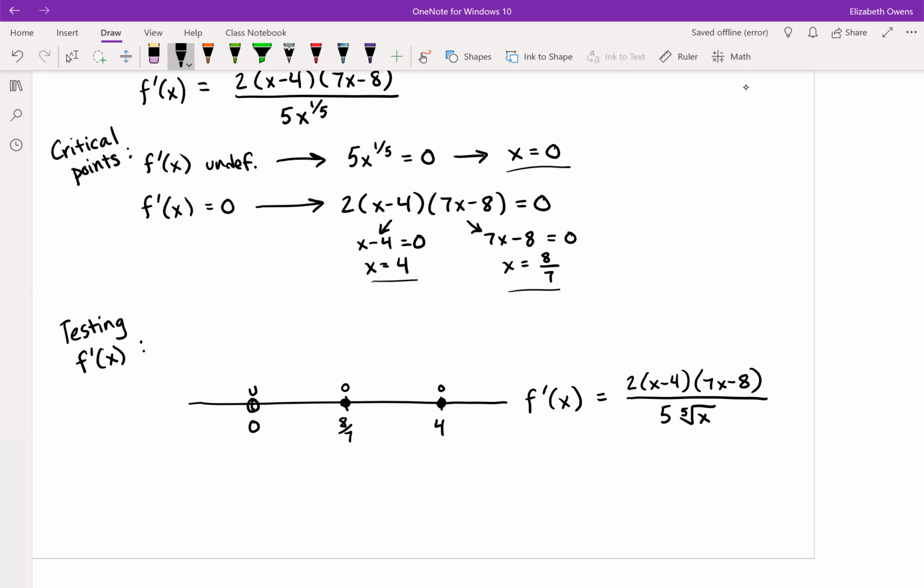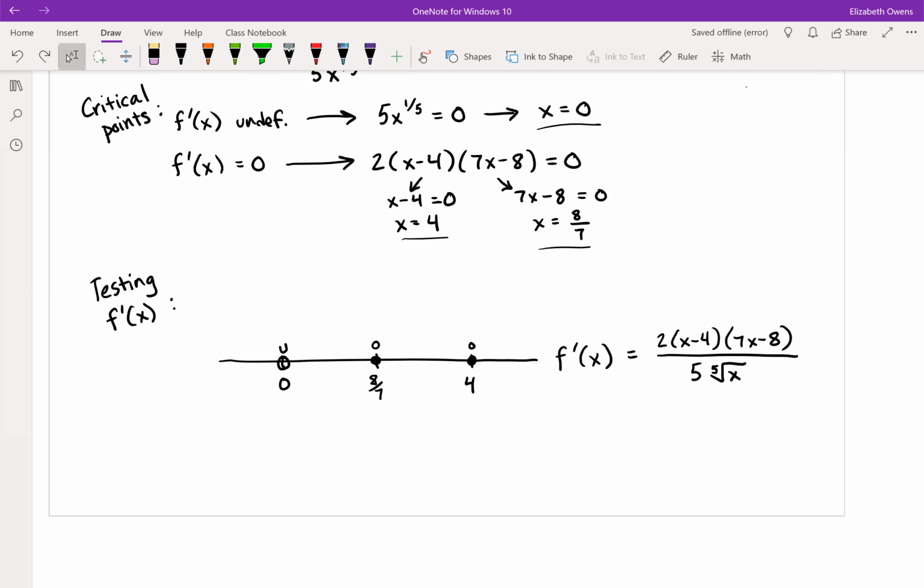And yeah, now we need to test our first derivative. So we have 4 different intervals to try out here. Okay, 1, 2, 3, and 4. And you can pick values in each one of those and kind of picture what would be going on.